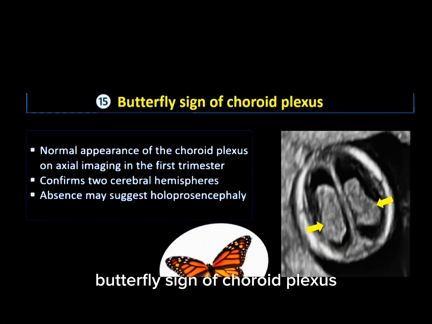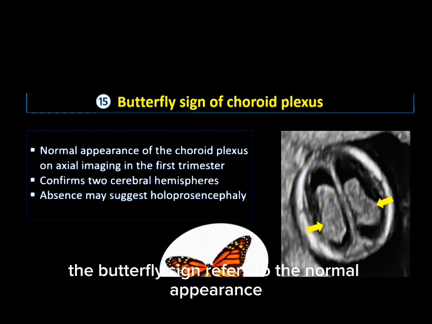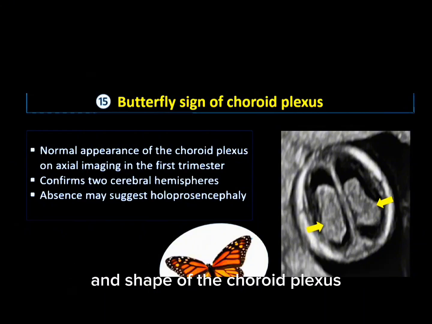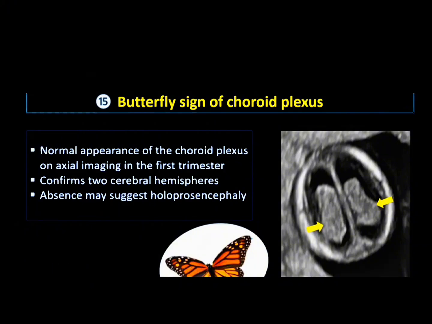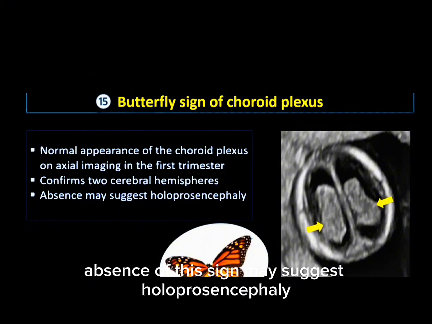Butterfly sign of choroid plexus. The butterfly sign refers to the normal appearance and shape of the choroid plexus on axial imaging of the fetal brain in the first trimester. This appearance confirms that there are two cerebral hemispheres. Absence of this sign may suggest holoprosencephaly.